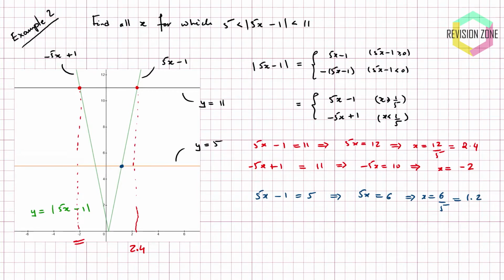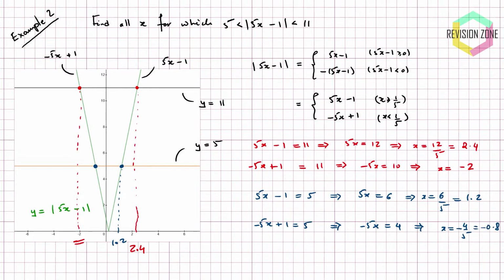So we've worked this out. This thing here is 1.2. And then we need to go away and work this point here out. It's the exact same process, which is this branch here, which is minus 5x plus 1, and the line y equals 5. So it's going to be minus 5x plus 1 equals 5, which tells me that minus 5x is equal to 4, which then tells me x is minus 4/5, which is minus 0.8.